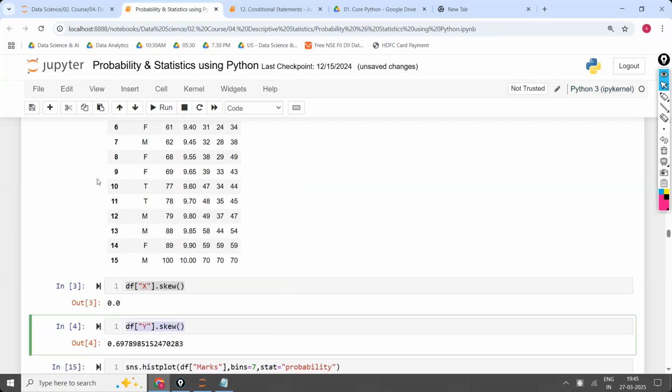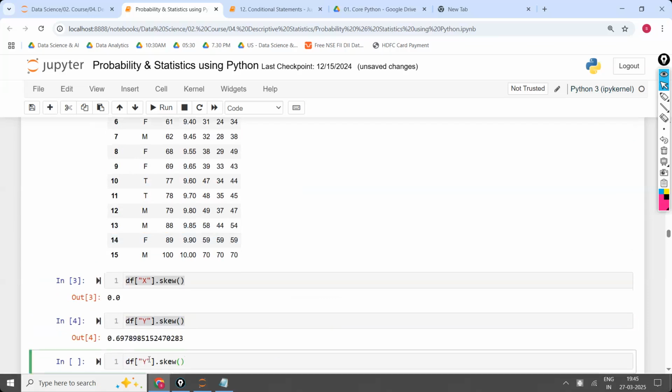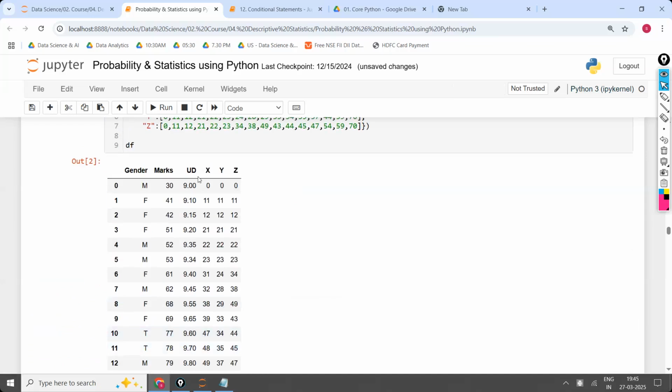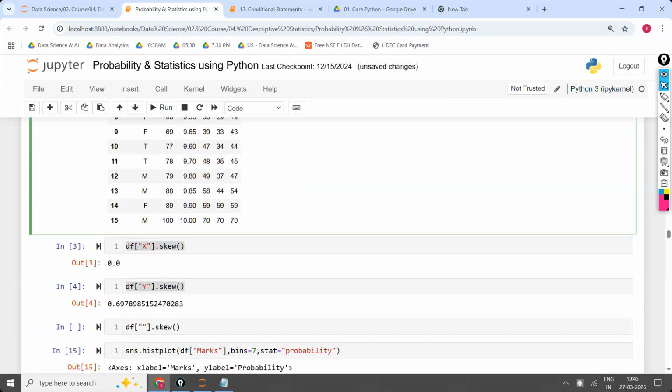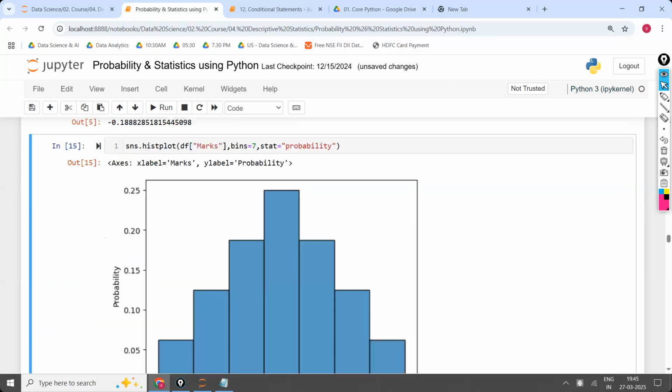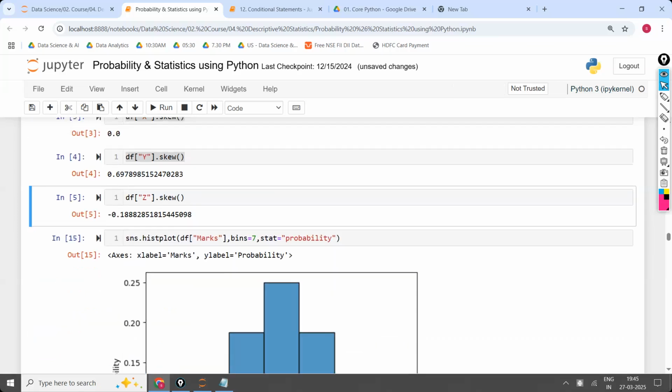Third column, the Z column. Yesterday I asked you to draw the histogram for the Z column also. Last column. And if I ask for the skewness, I am going to get a minus value, which is called negative skewed. Even the histogram says the same. The skewness value also says the same.